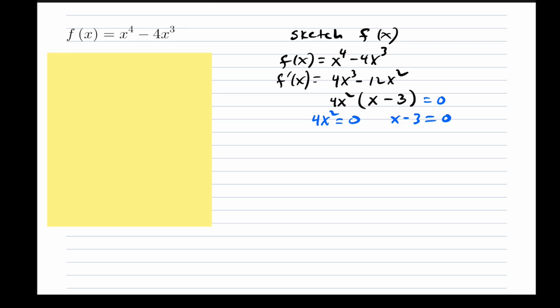So when I solve these two equations, I get x is 0, and I add 3 to both sides on this one, and I get x is equal to 3. So right now, my critical points are 0 and 3. Just let me write them up there. Now let's take care of f double prime.